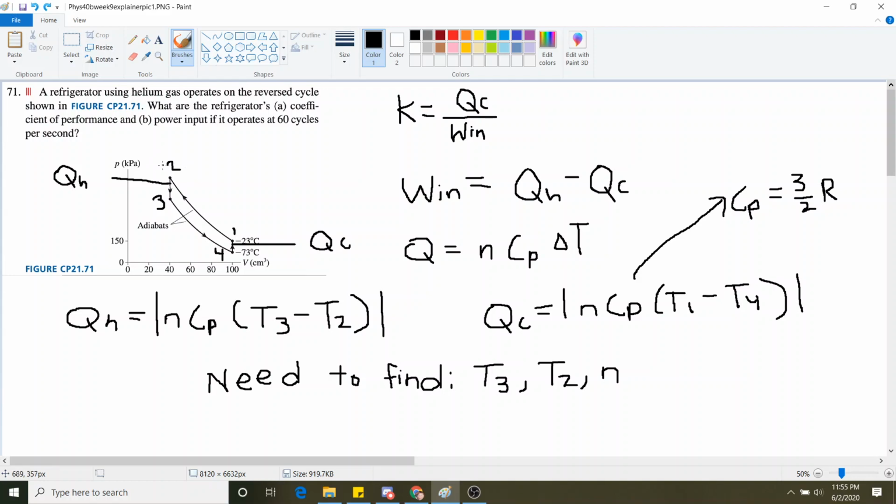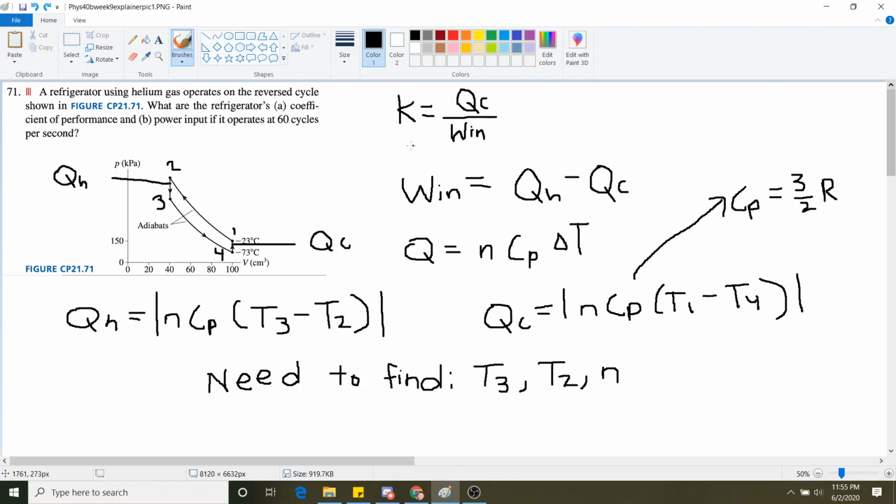Today we're going to be going over problem number 71 in chapter 21. We're only going to be doing part A of this problem, and it asks, a refrigerator using helium gas operates on the reverse cycle shown in the figure below. What is the refrigerator's coefficient of performance?